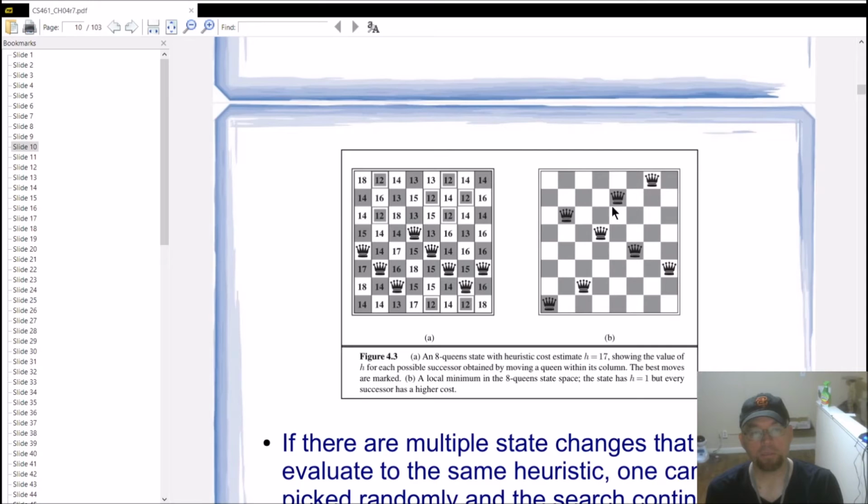In B here, what we have is a local minimum in the 8 queens state space. The value of this state is 1, because there's 1 pair of queens attacking each other. It's not the perfect state. So this would be a local minimum, depending on the order in which the states were generated. The global minimum is 0.